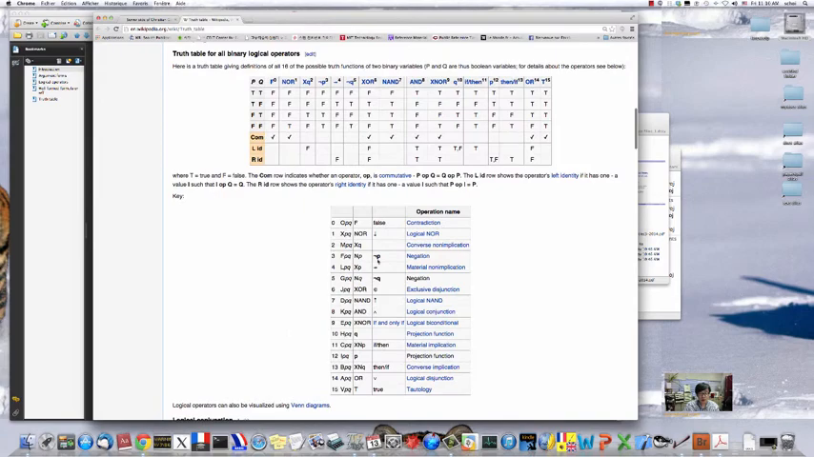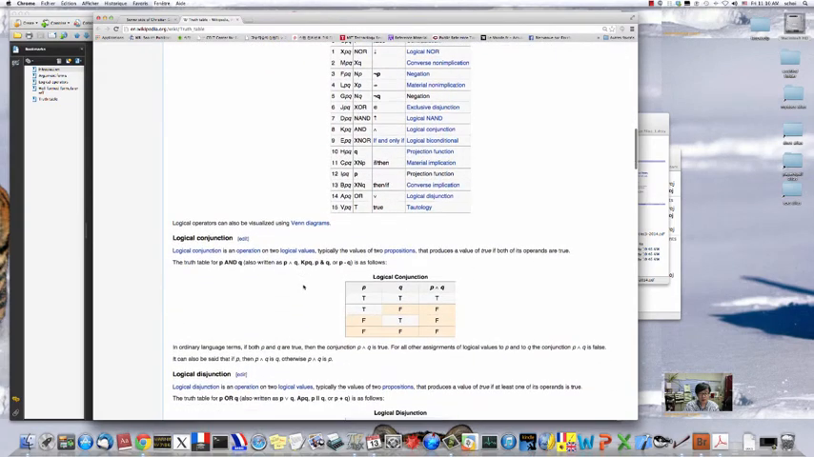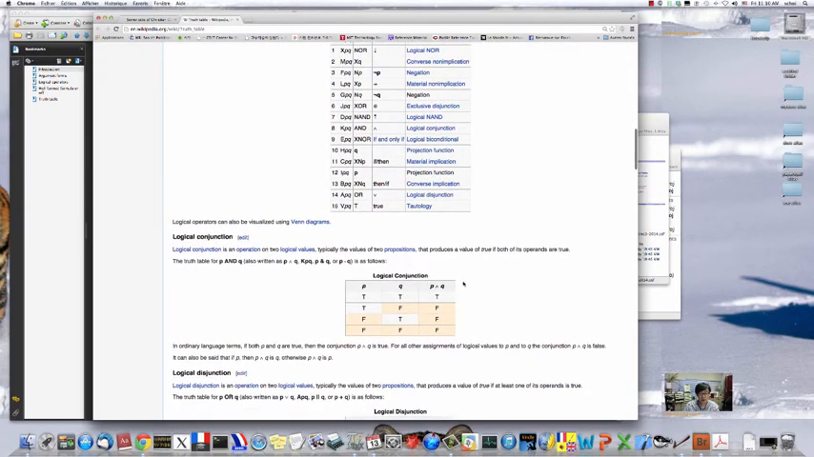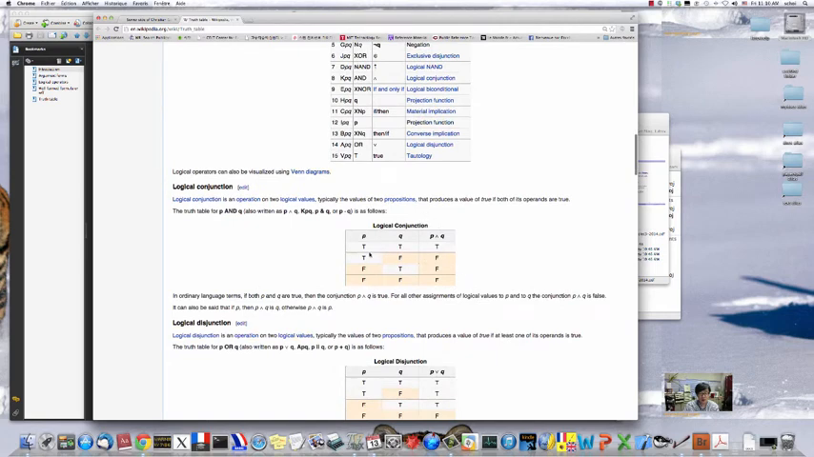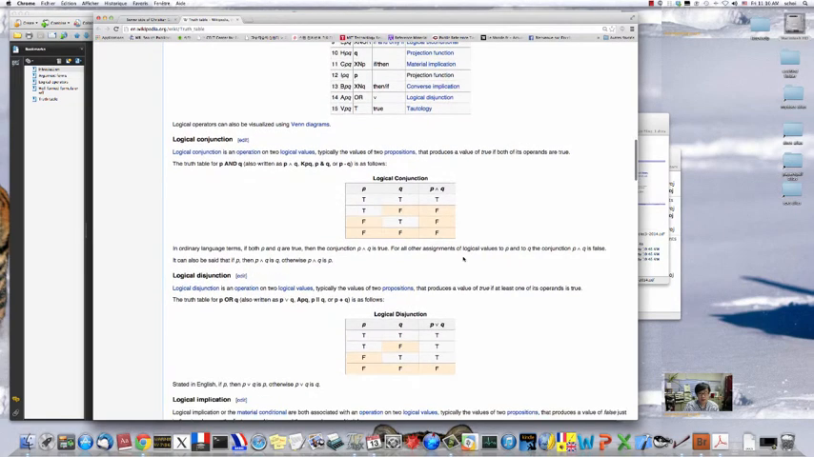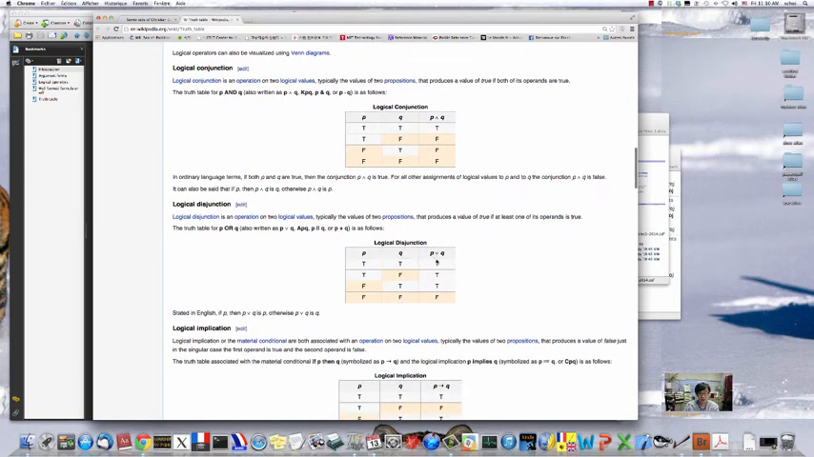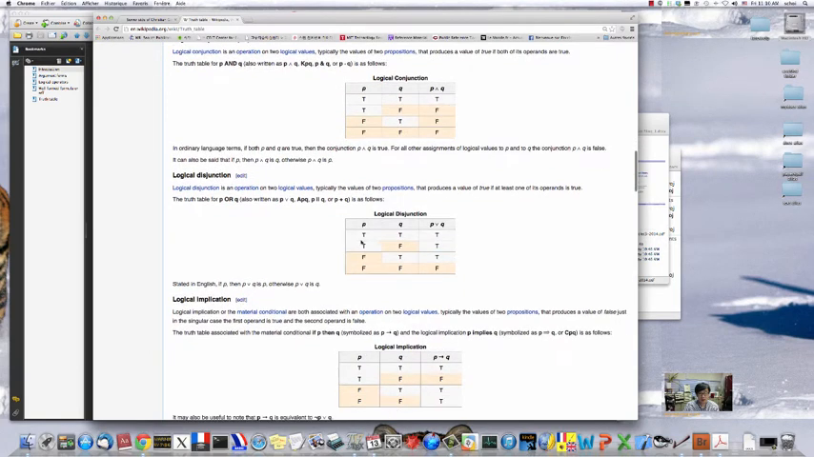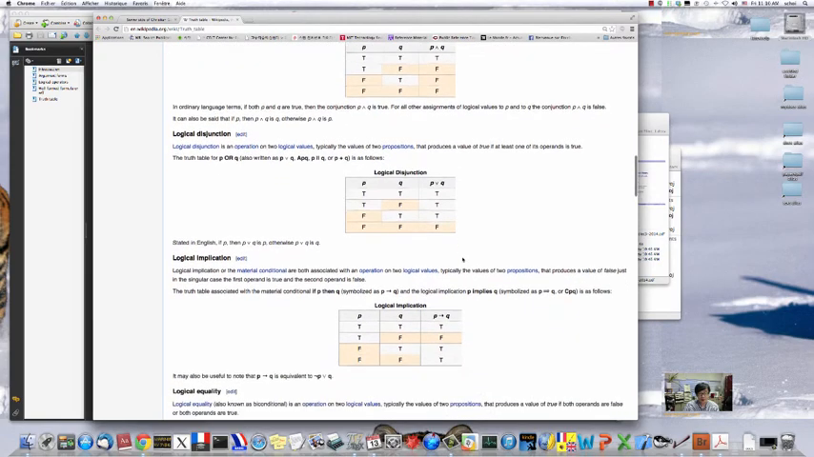Of course, they include lots more things, but we are just interested in logical conjunctions like this. If both are true, then it is true. If any one of them is false, then P and Q is false here. And disjunction is or: if at least one of them is true, then it is true here.